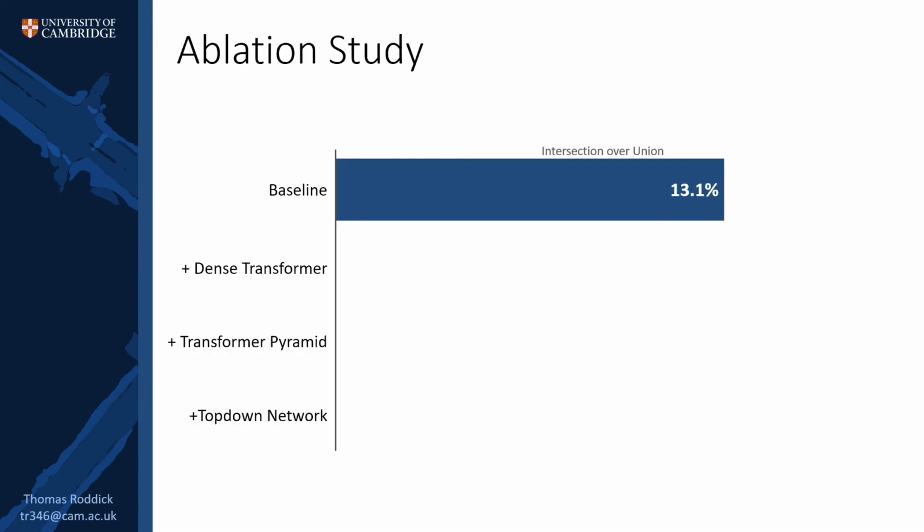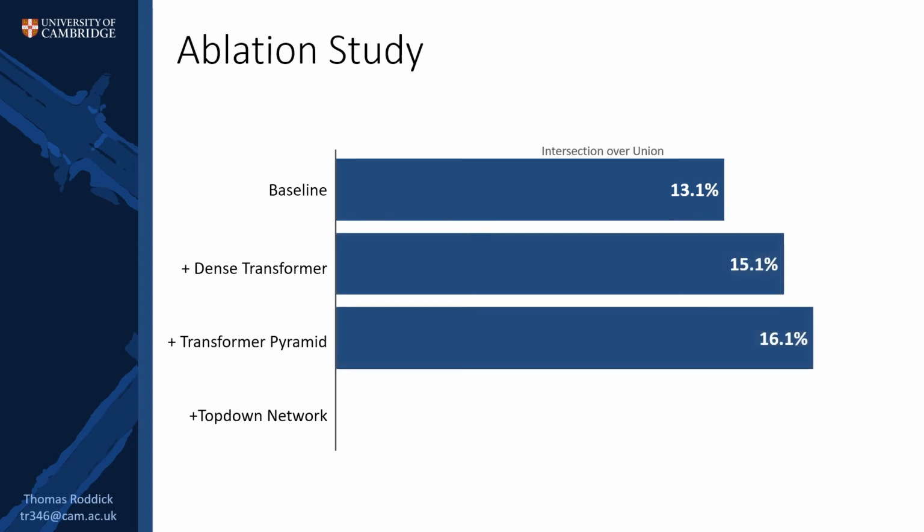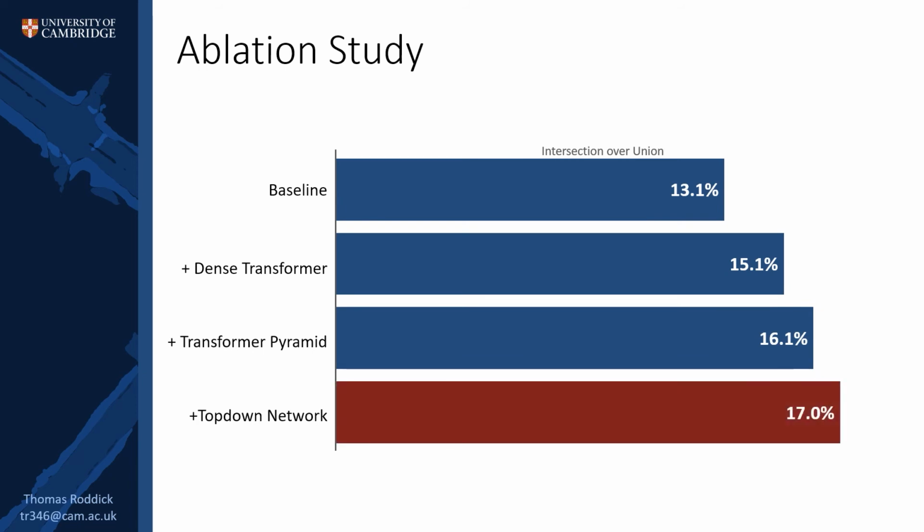To assess the validity of our design decisions, we carried out an ablation study on the Argoverse dataset. As you can see, the addition of the dense transformer layer, the transformer pyramid, and the top-down network all led to substantive improvements in our performance.